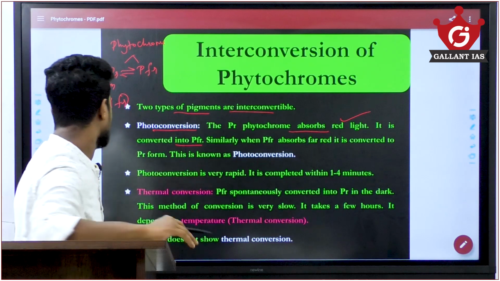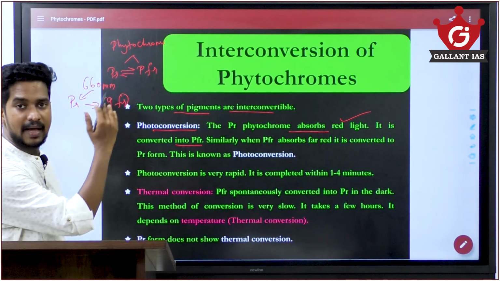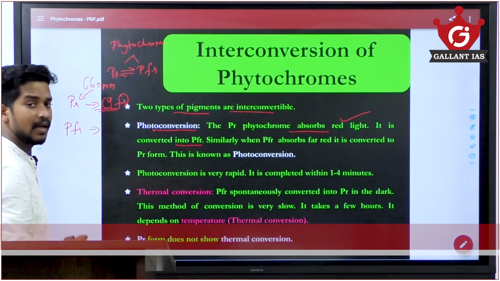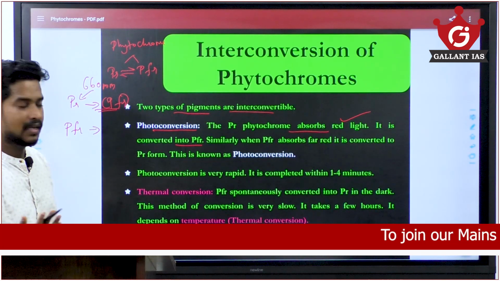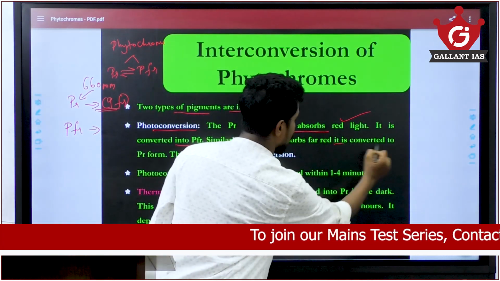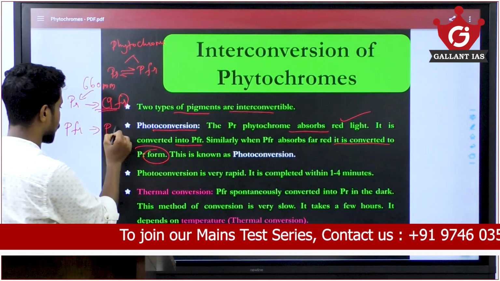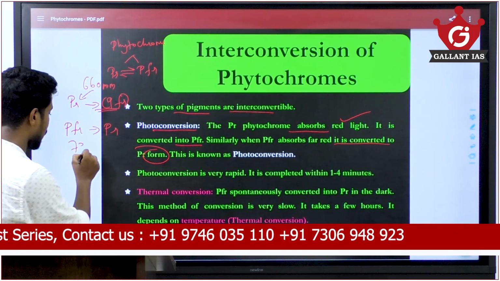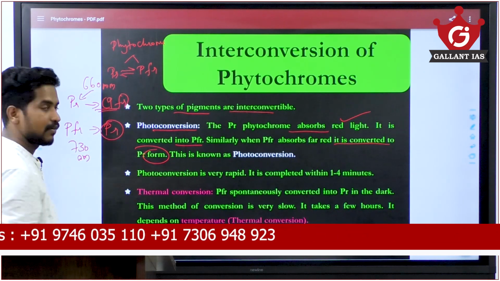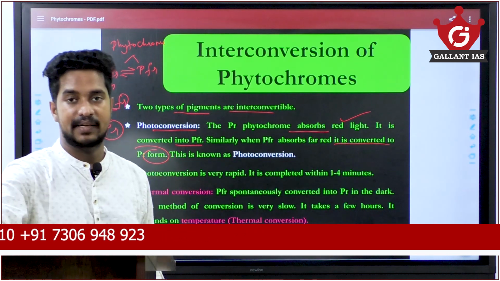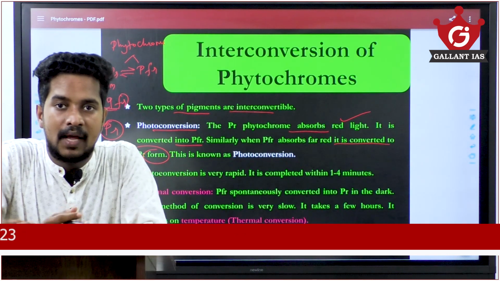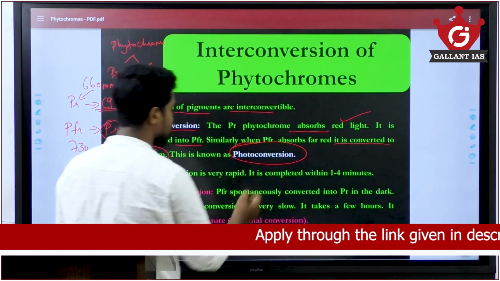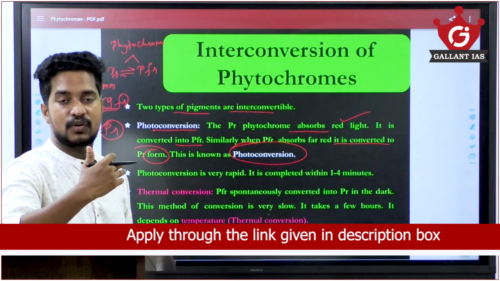So PR absorbs red light and is converted into PFR. Similarly, PFR absorbs far red light, that means it absorbs far red light at 730 nanometer, and is converted into PR form. That is the meaning of interconvertible. PR can be converted into PFR and PFR can be converted into PR. This conversion is called photoconversion. Why is it called a photoconversion?